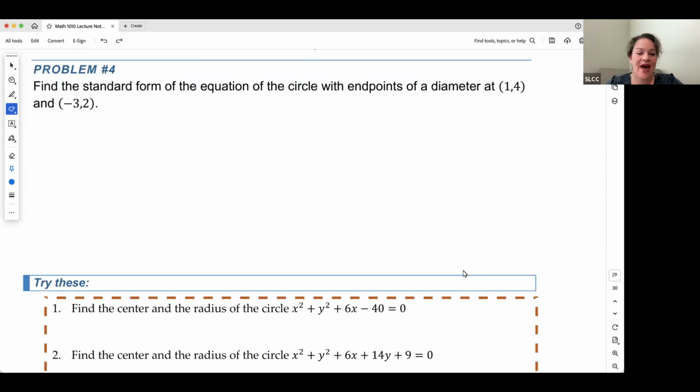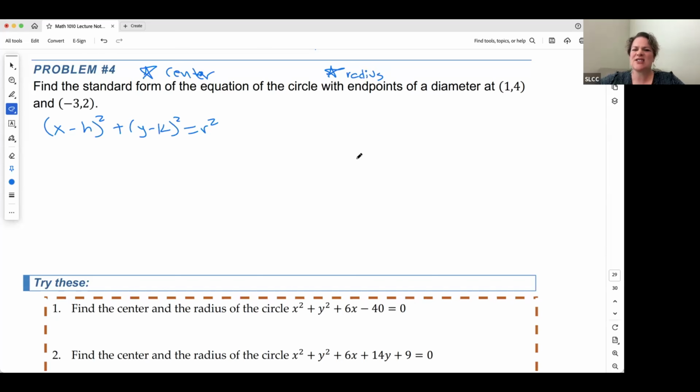Find the standard form of the equation of the circle with endpoints of a diameter at (1, 4) and (-3, 2). What do I do here? They're not telling me the center. They're not telling me the radius. How am I going to find the equation in standard form? Remember, the equation is (x - h)² + (y - k)² = r². So I need some way to find the center and some way to find the radius.